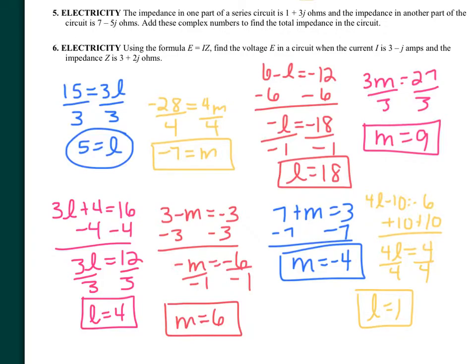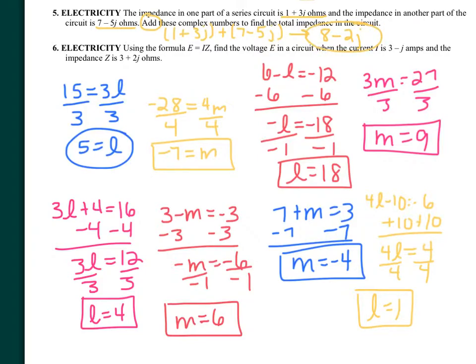Impedance. We have 1 plus 3j ohms. Remember that j is the same thing as i in engineering for these problems. So j squared would be negative 1. And then impedance in another part is 7 minus 5j. Add these complex numbers. So you're just going to do 1 plus 3j plus 7 minus 5j. Since we're adding, you can drop the parentheses and add like terms. So it's going to be 8 minus 2j.